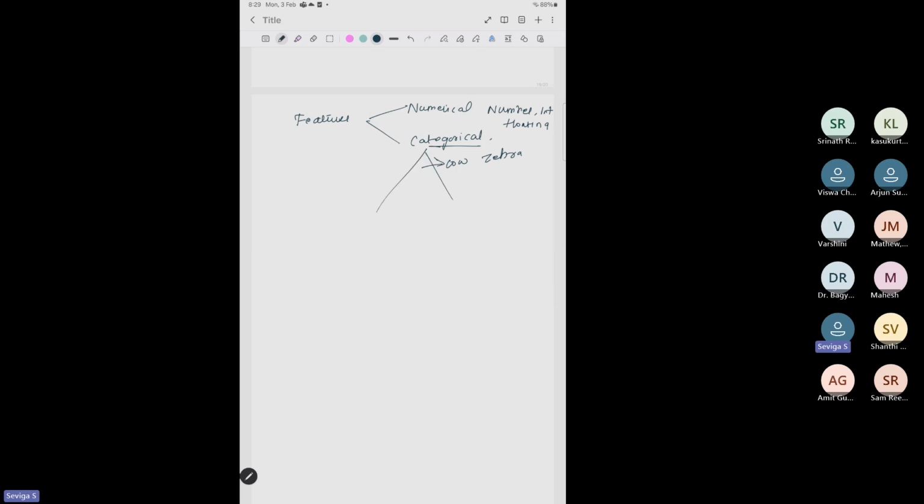In categorical, there are two types: one is ordinal data and the other is nominal data. So the features can be categorized into two types of data: numerical data and categorical data. Numerical means numbers, categorical means labels. The categorical data has two subdivisions: one is ordinal data, another one is nominal data.